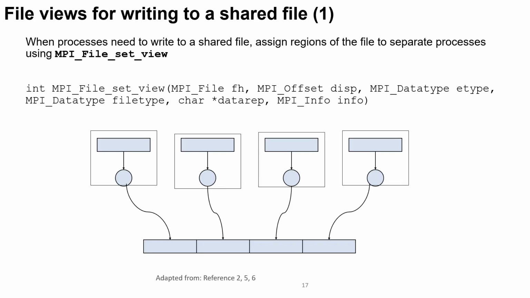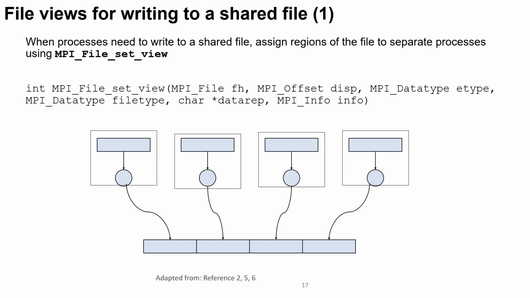Now let us look at how to use MPI file set view and take a deeper dive into it. So this function, like I mentioned before, changes the process's view of the data in the file. File views are particularly useful when data has to be written non-contiguously to the disk.